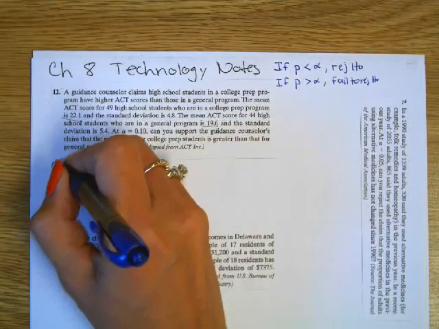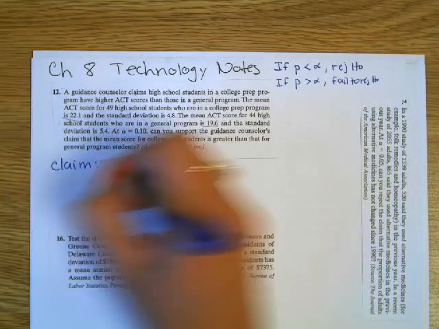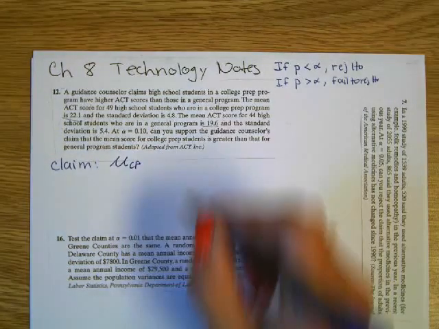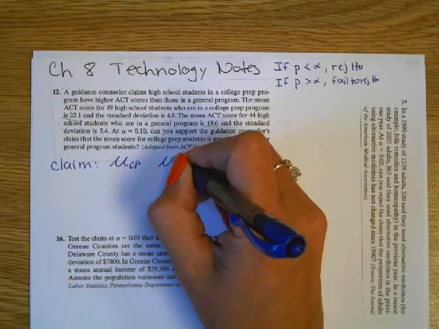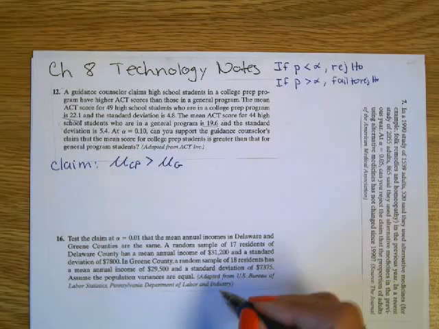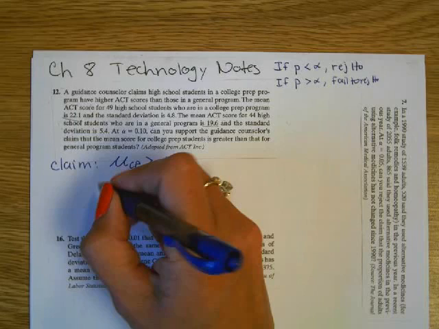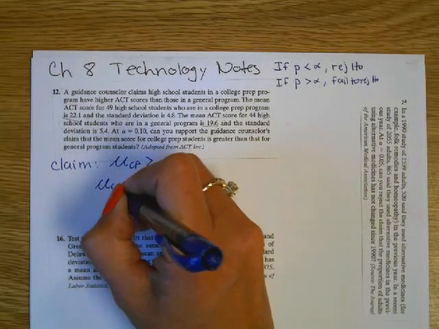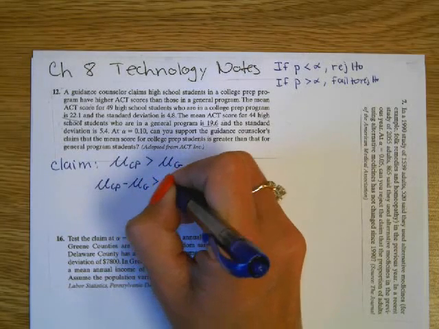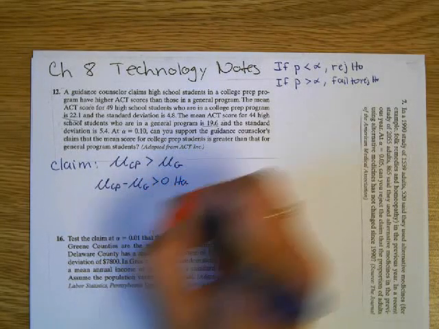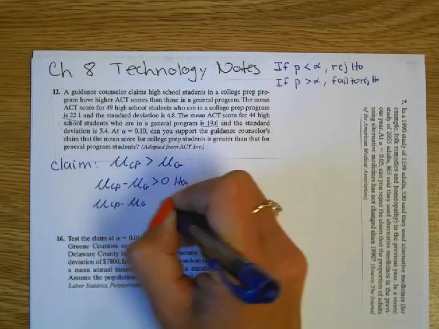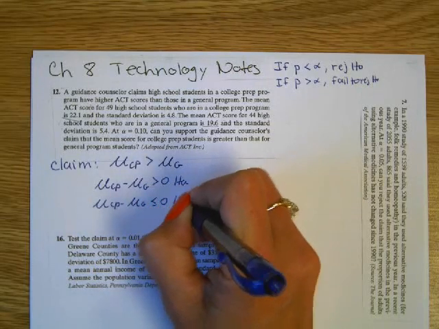So the claim then: how would the mean of the college prep program compare to the general program? Greater than. All right, so there's our claim. If we write it as a difference, mean of the college prep minus the mean of the general is greater than 0, making that the Ha. The H0 will be less than or equal to.